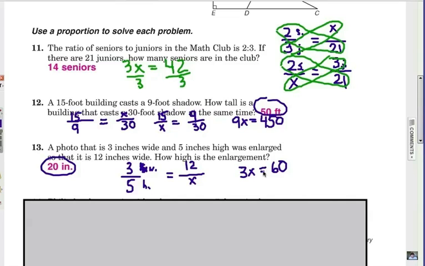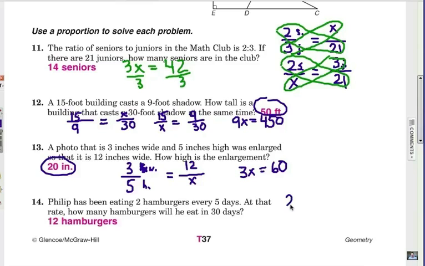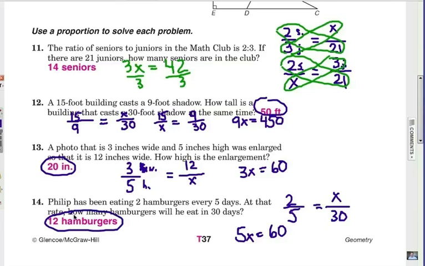All right, last one. Philip eats 2 hamburgers every 5 days, so I'm going to have hamburgers over days. At that rate, how many hamburgers will he eat in 30 days? Does the 30 go on top or the bottom? That's right, it's going to go on the bottom because it's hamburgers over days, and then when I cross multiply, I'm going to get 5x equals 60, and then I divide by 5 to get the answer of 12 hamburgers. Alright, notice how important it is to set up the proportion correctly, and I recommend labeling the numbers so you make sure you do that well.